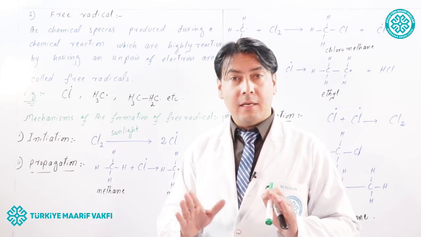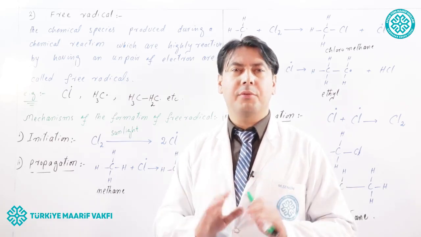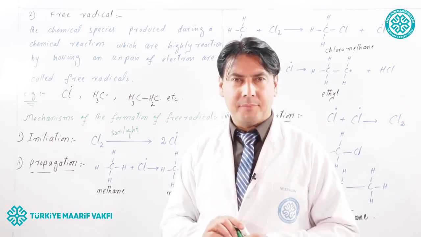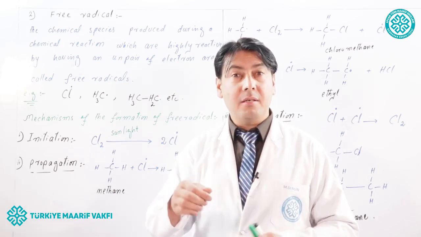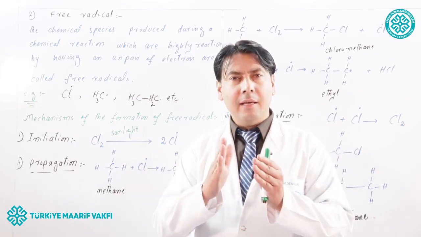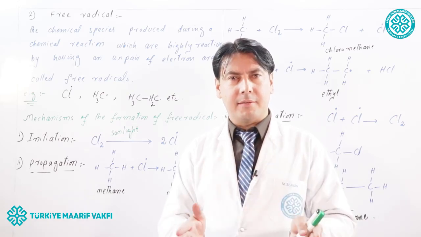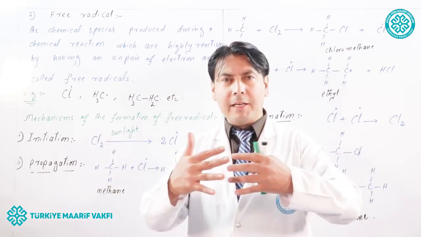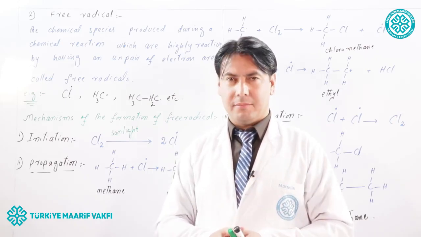Free radicals are the most reactive chemical species, and they can be seen during a chemical reaction because they are very highly reactive and they cannot exist in the free state. They quickly participate in a chemical reaction and form compounds.